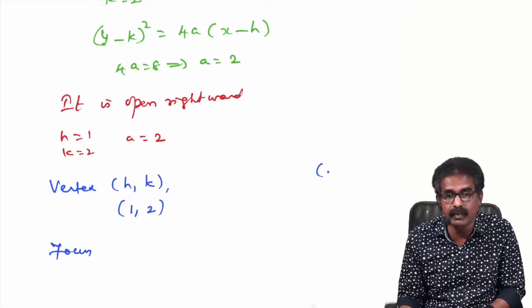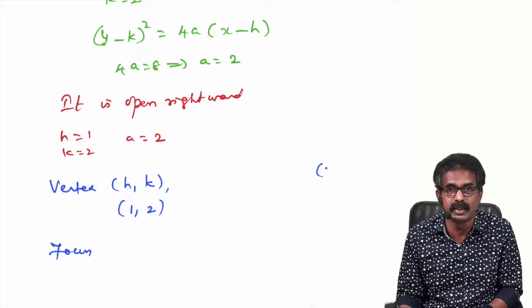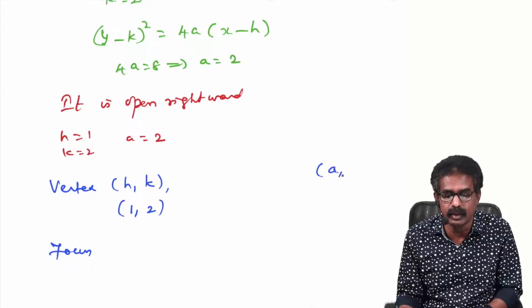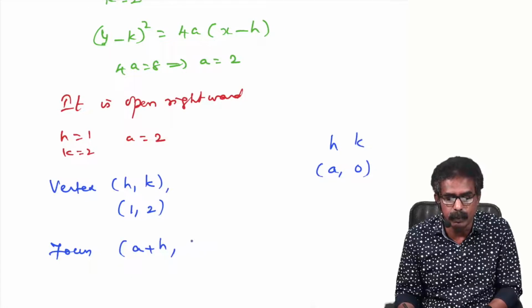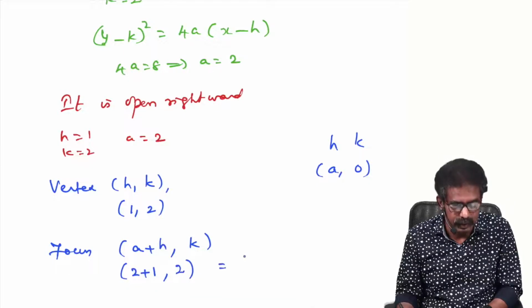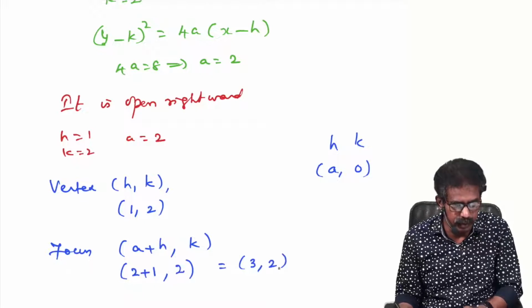For the first type, normally we write when the vertex is (0, 0), the focus is what? (a, 0). But now we have to add h and k. So a plus h, 0 plus k. So that is a value 2 plus h value 1 and k value 2. So what is your answer? (3, 2). So your answer is (3, 2).